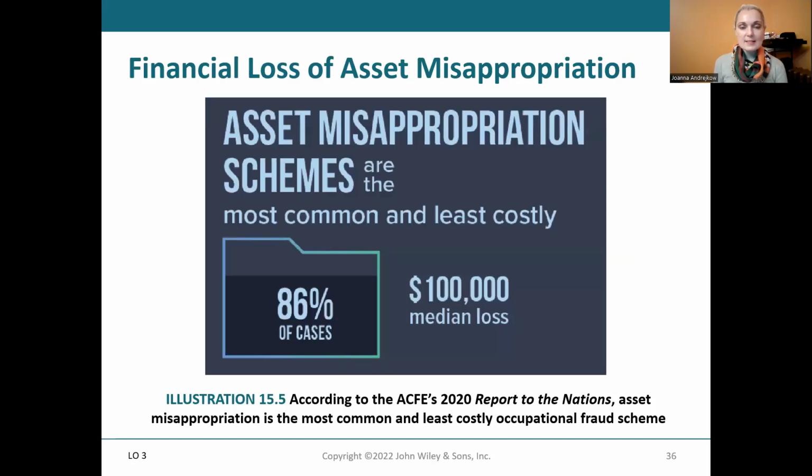When you look at statistics with financial loss due to asset misappropriation, it seems like it's the most common, but also the least costly type of fraud. So 86% of all fraud cases are asset misappropriation, but the median loss is only about $100,000. That is because employees are either stealing inventory, cash, or capital assets. So they're limited to how much they can take away quickly.